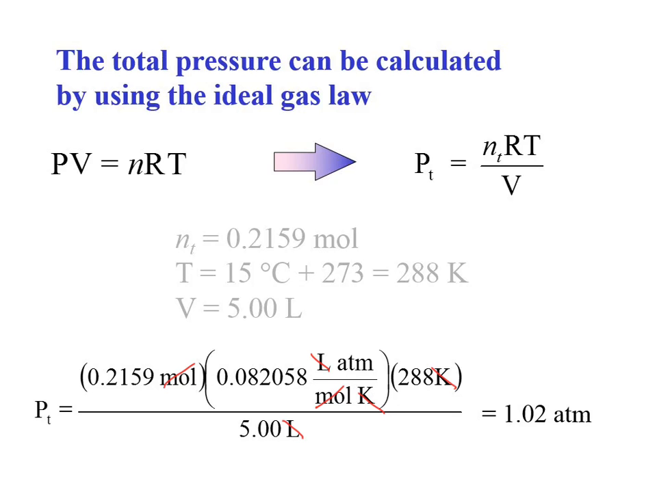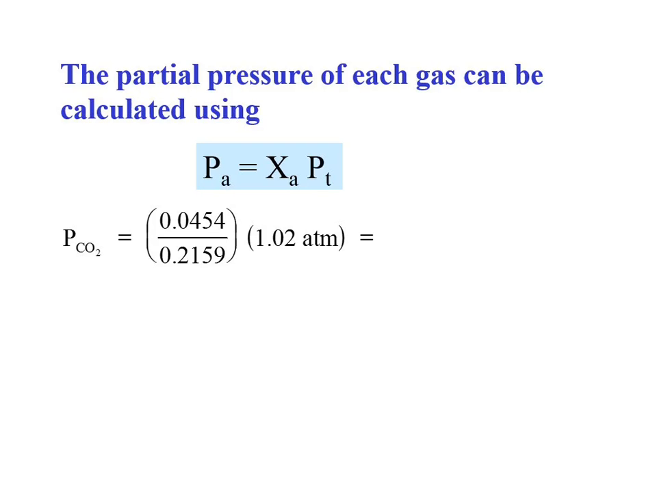So that was the second question. Now we're going to use that total pressure to get the partial pressures. So it looks like this. To get the partial pressure of the CO2, we take the moles of CO2. If you flip back a few slides, you have 0.0454 moles of CO2 divided by the total moles, 0.2159. That's your mole fraction, X sub CO2, times the total pressure, 1.02 atmospheres. Rounding to 3 significant figures, we got 0.214 atmospheres is the pressure exerted by the CO2.